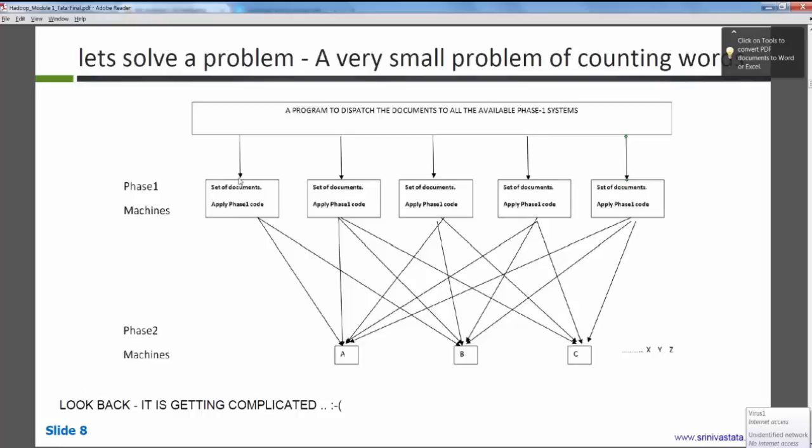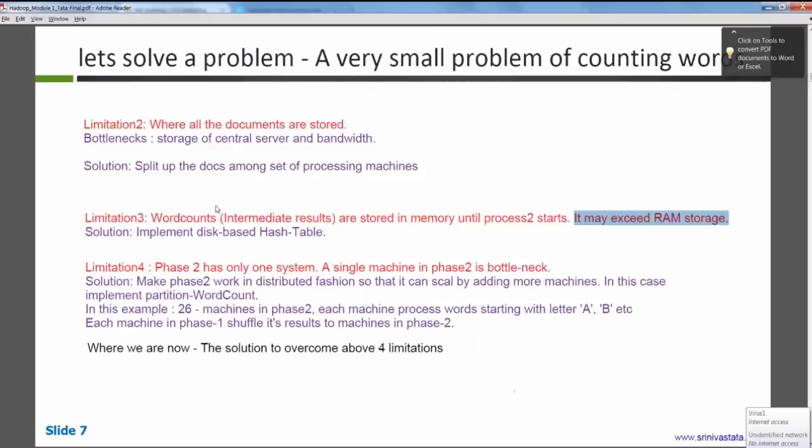Yes. This phase 1 machine has been allocated 1 million documents. After processing 1000 documents, it cannot send it to A. After processing all the documents that were allocated to this machine, then only it can send it to A. Am I correct? Yes. So for 1 million documents, it has to process all the words and their counts. So a million documents, a billion words and counts, means it may not fit in the RAM size of this machine. Yes, that is the problem here. It exceeds the RAM storage.